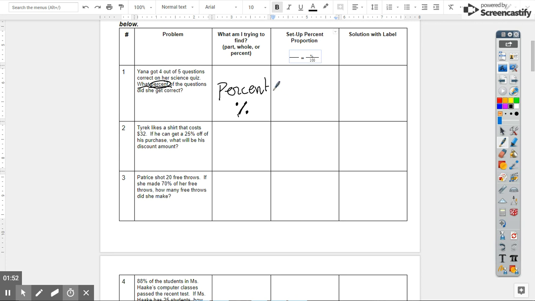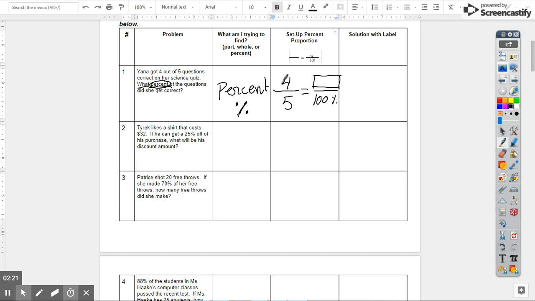And so let's set up our proportion. We have a fraction equals a fraction. We know always that I have 100% in the denominator of this fraction. And then we don't know the percent. We're trying to find it, so that's going to be my unknown. Then it says Yana got 4 out of 5. And so 4 is my part. That's how many she got. Out of 5 total is my whole. Let's go ahead and solve.